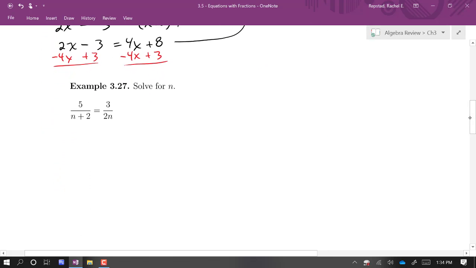Alright, let's do another one. 5 over n plus 2 equals 3 over 2n. In this case, our denominators are not all constants, so for the LCD, I'm just going to grab all of the factors that I see. The denominators are already factored, so I don't have to do any factoring. But to grab all the factors I see, I need a factor of 2 and an n and a factor of n plus 2. So I'm going to multiply both sides by 2n times n plus 2.